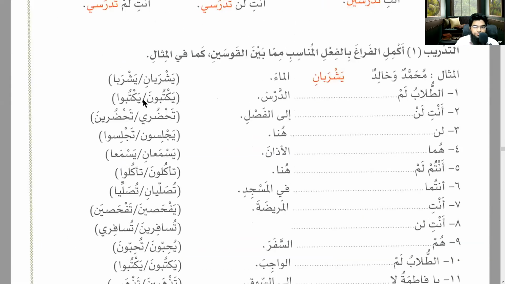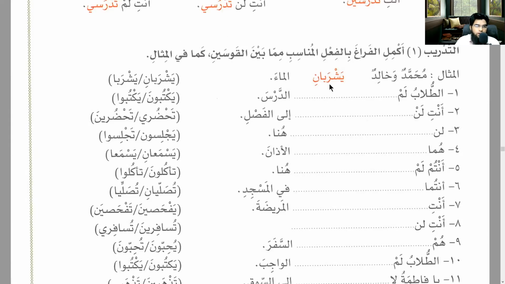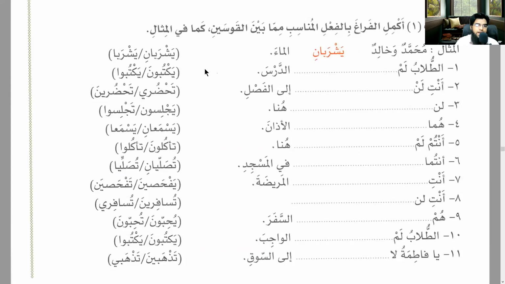We have 4 exercises about this. Marfu, mansub, and af'alul khamsa, the 5 verbs. So first example: Muhammadun wa Khalidun yashraban al-ma. Muhammad and Khalid are drinking water. At-tullabu lam... So which one? You can take 1 or 2. The students did not write the lesson. 2. Why is it 2? Because of lam. Right? Lam came, so yaktubu.